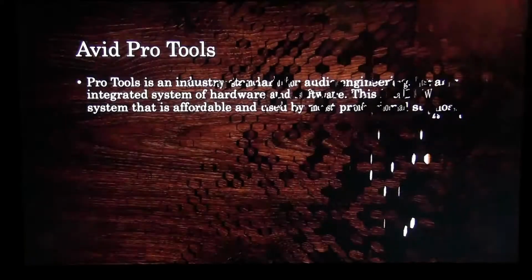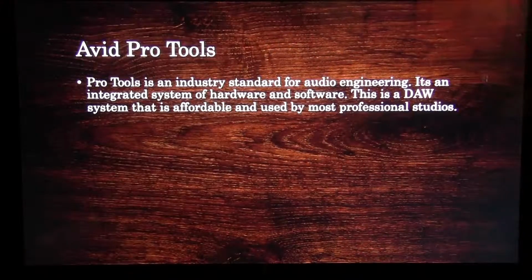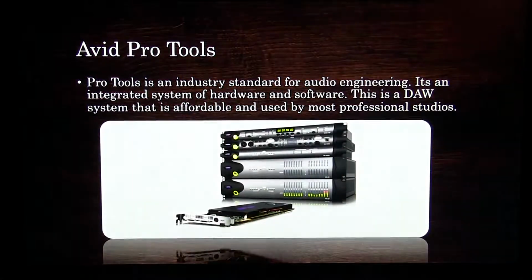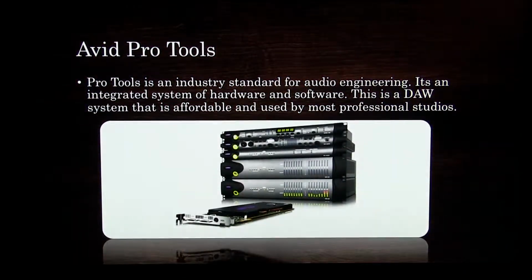So when we were talking earlier about the differences between analog and digital, the best digital tool that's available on the market, in my opinion, is Avid Pro Tools. Pro Tools is an industry standard for audio engineering, and it's an integrated system of hardware and software. However, in today's world, you can buy the software and it'll work with any hardware. This is a DAW system, and it's actually quite affordable, and it's used by most professional studios.